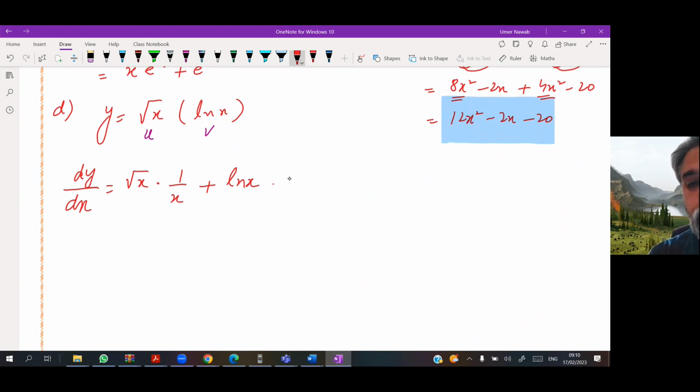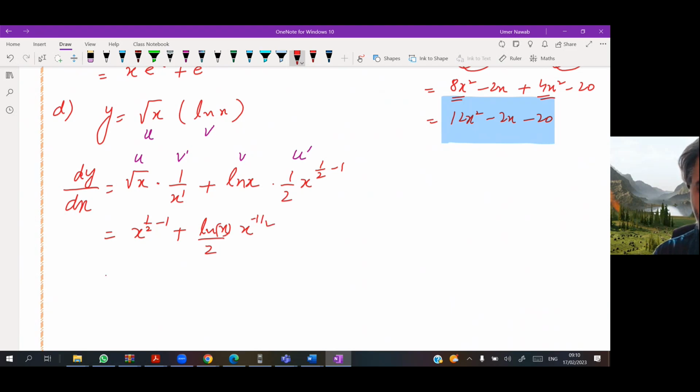The derivative of square root of x: the 1 over 2 goes back, and from 1 over 2 you subtract 1. So what Mr. Omer did: u, v prime, v, u prime. Can I simplify them? So x to the 1 over 2, this is 1 when I push it to go up with minus 1, plus ln of x over 2, x raised to power minus 1 over 2. So this is x raised to power minus 1 over 2.